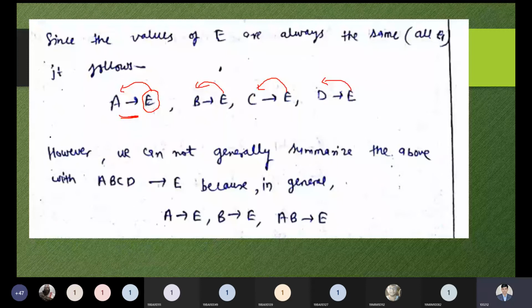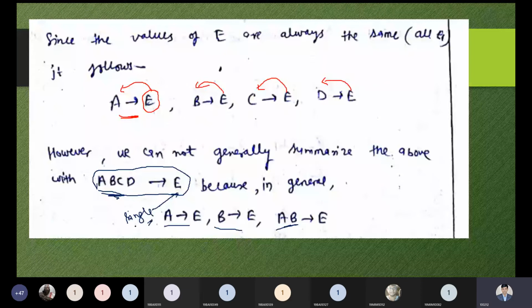After seeing the situation, it is found that the combination of A, B, C, D determines E, but we can't summarize it simply. Why? Because A determines E, and B determines E, so AB determines E. This is not such an attribute which does not belong to multiple values. It just belongs to a single value. So we can't summarize this point in a simple way.